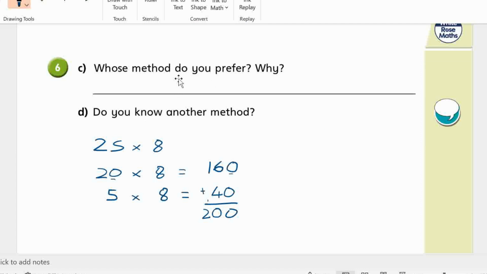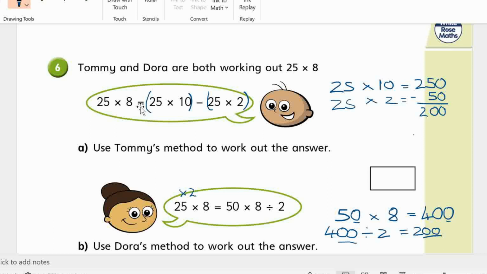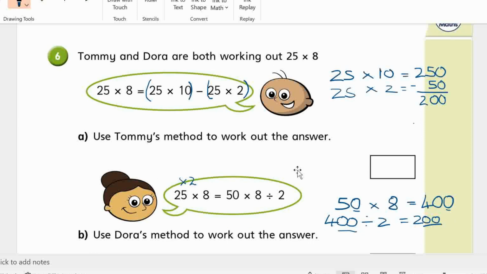Choose the method that you prefer, or whose method do you prefer and why. So do you prefer Tommy's or Dora's method? Dora's method is slightly easier. I find Dora's method easier in this situation because 400 divided by 2 is slightly easier than 250 minus 50. But that's just a matter of opinion, yeah? Because, as you say, they're both good.